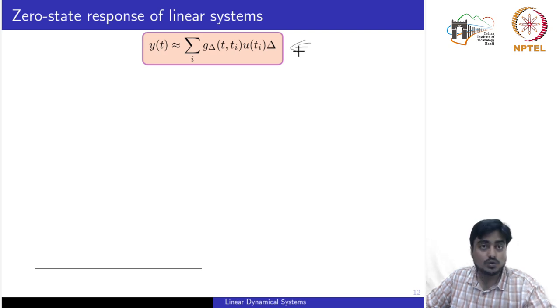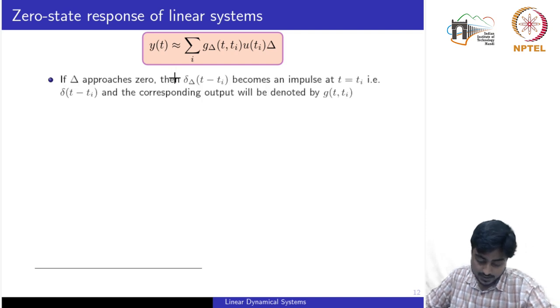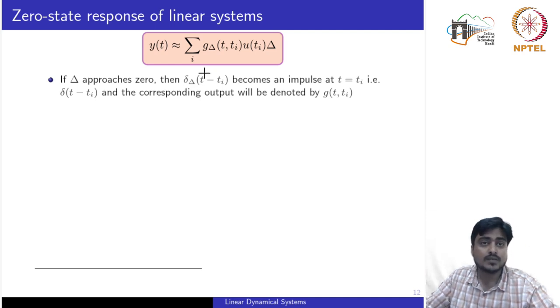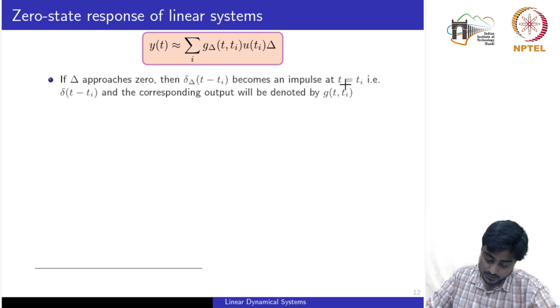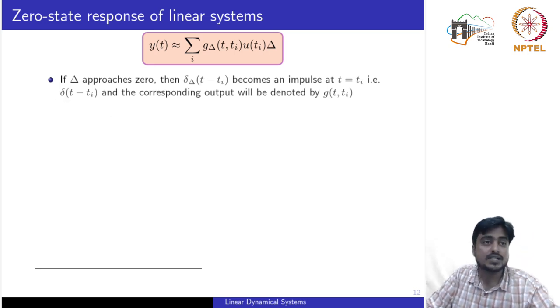Now if we want to have the equality, there are certain things which we need to take care of. Suppose the capital delta approaches 0, then we know that the pulse we introduce would in fact become an impulse function. So we remove this capital delta and we represent this by a shifted version of the impulse function, and the corresponding output will be denoted by g t comma ti. We also remove the capital delta from the subscript.